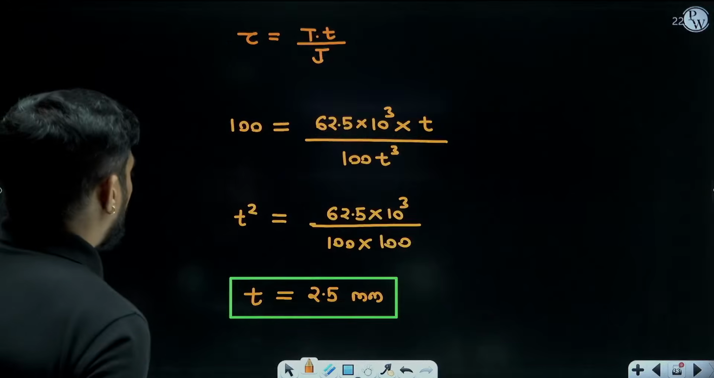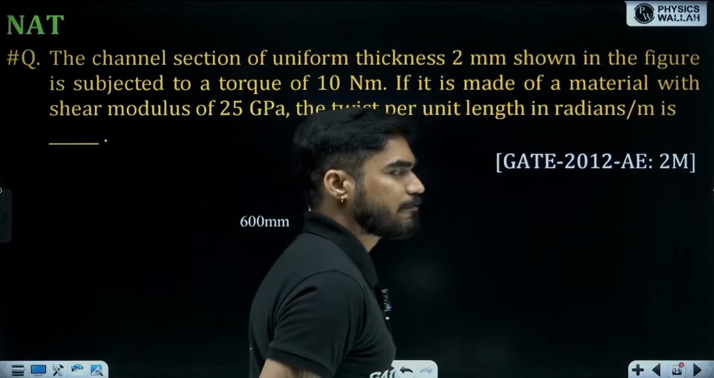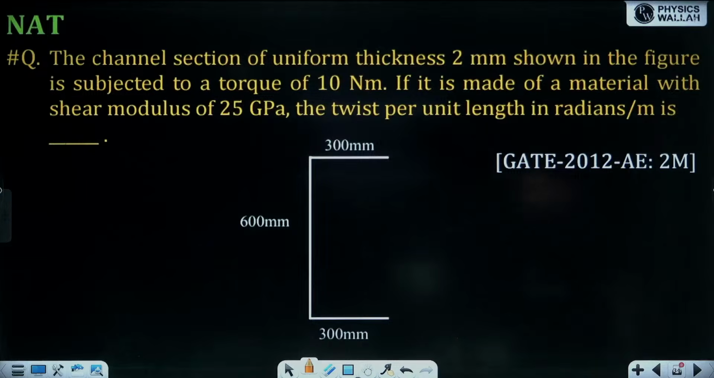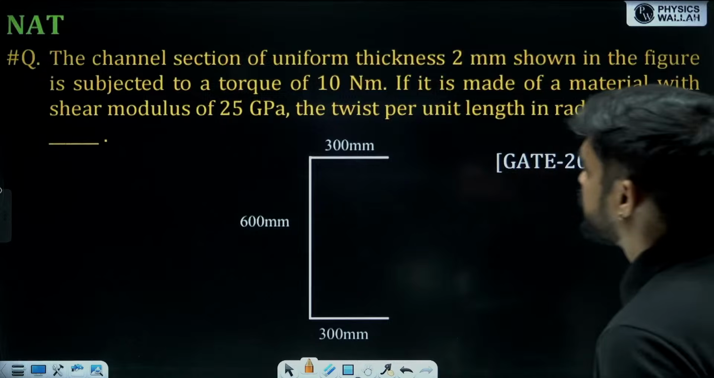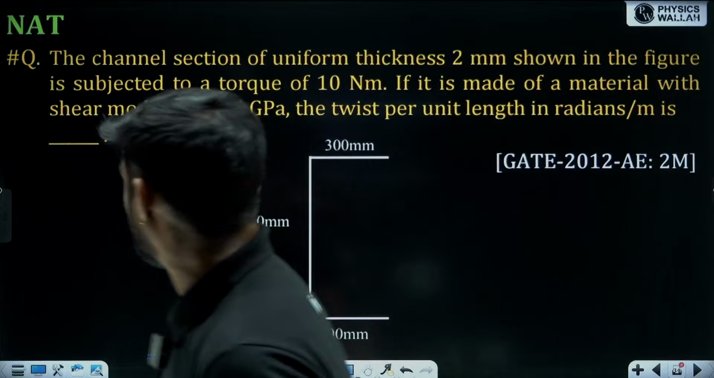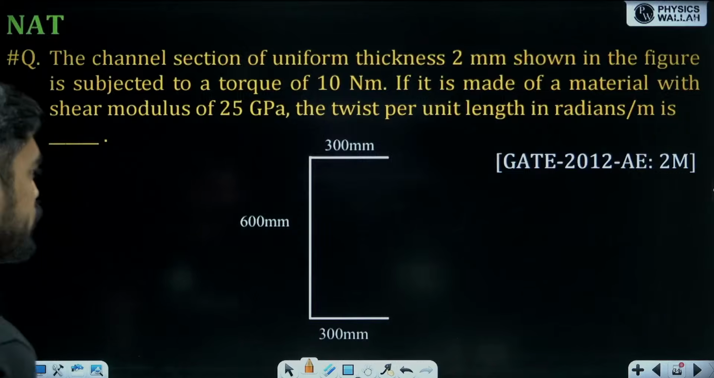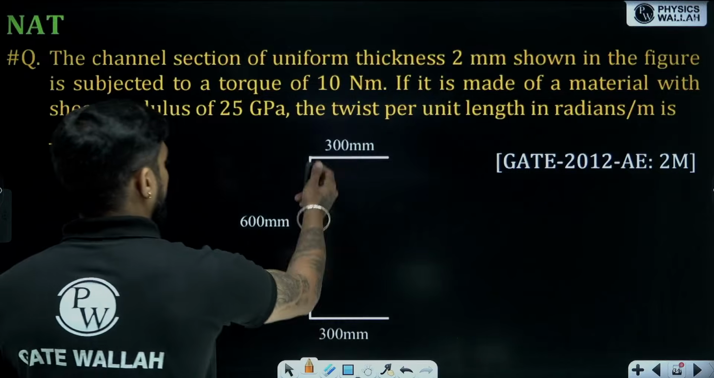Let's solve another problem. This time I want you to give me the answer. I will give you a few moments to solve. Just tell me the answer. The channel section of uniform thickness 2 mm. Again, there is uniform thickness, so they have directly given you the center line.